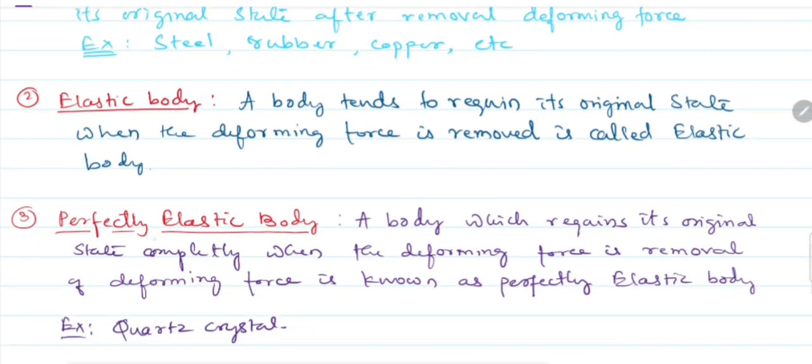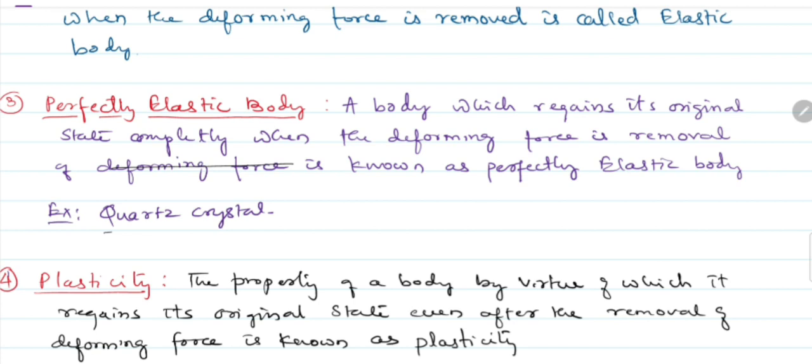So now, what is a perfectly elastic body here? A body which regains its original state completely when the deforming force is removed is called a perfectly elastic body. What is the example? It is quartz crystal. If you apply the force, the body changes its shape and size, and after removal of that force, the body completely regains its original state. So that is called a perfectly elastic body.